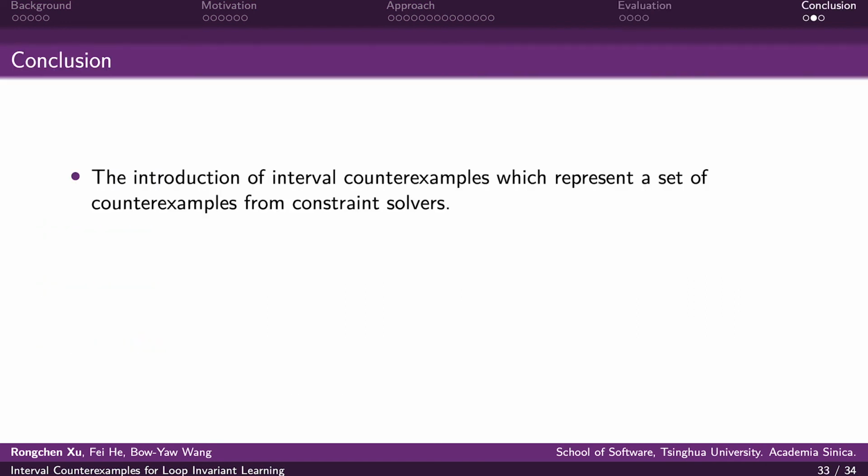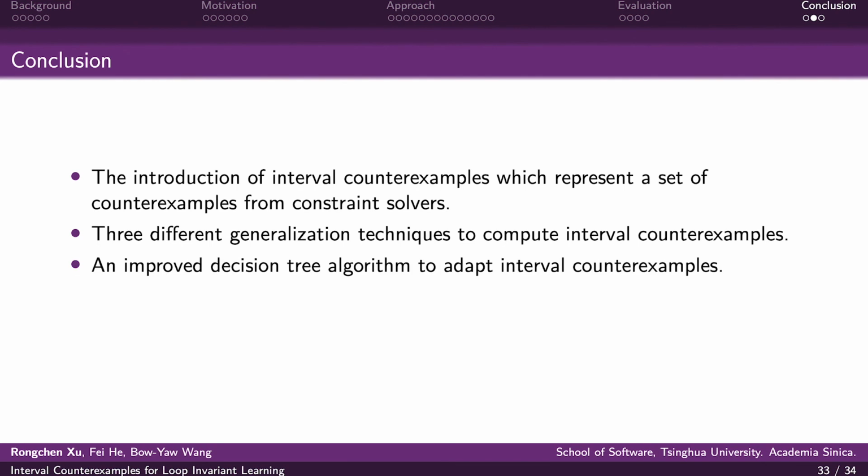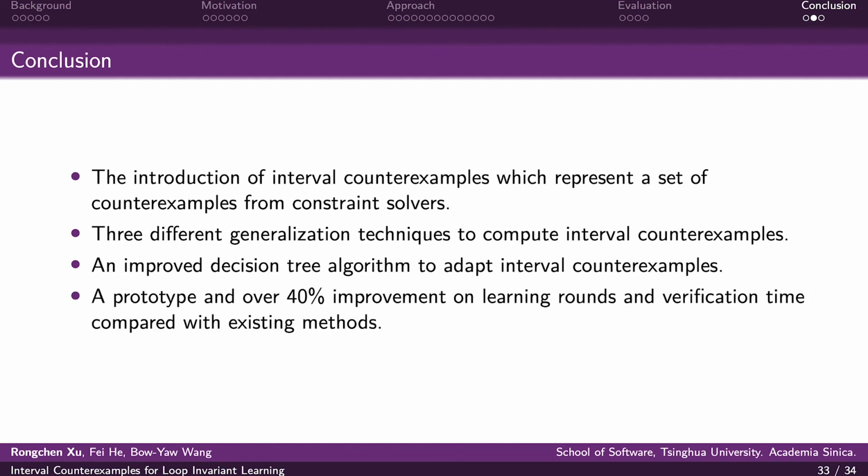Finally, let's make a summary of our main work. First, we proposed a data representation called interval counterexample, which can represent a set of counterexamples from the constraint solver. Second, we proposed three different interval counterexample generalization techniques. Third, we improved the decision tree algorithm to adapt to the interval counterexample. Fourth, we completed a prototype. Compared to the existing methods, we made more than 40% improvement on both learning rounds and total time.